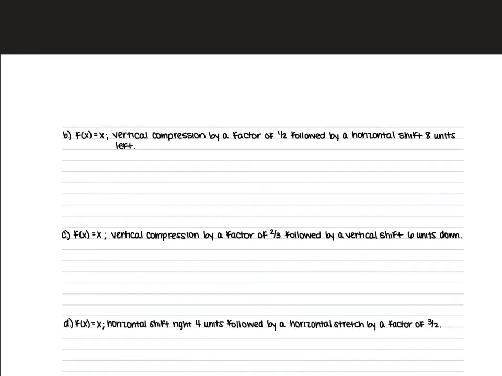For B, we have f of x is equal to x as the parent function. We have a vertical compression by a factor of 1/2. So a vertical compression by the factor of 1/2 is just going to be 1/2 x. Then we have a horizontal shift 8 units to the left. So 8 units to the left means that we're going inside parentheses, and we're going to be adding the 8. So we're going to put parentheses around the x plus 8 and then close them off. So g of x is equal to 1/2 times x plus 8.